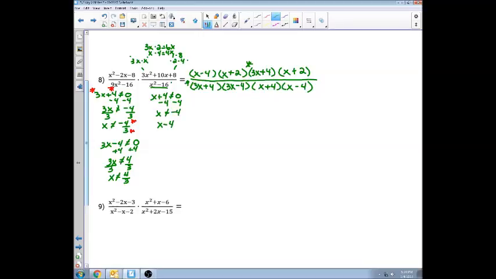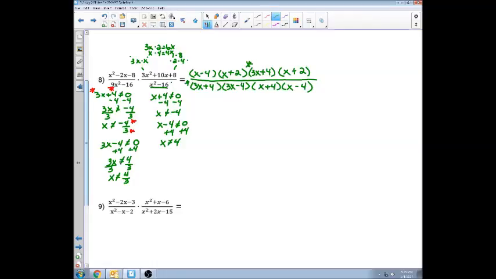X minus 4 cannot equal 0. If I add 4 to both sides, x cannot equal positive 4. All right. So my restrictions in this case are x cannot equal negative 4 over 3, x cannot equal positive 4 over 3, x cannot equal negative 4, and x cannot equal positive 4.